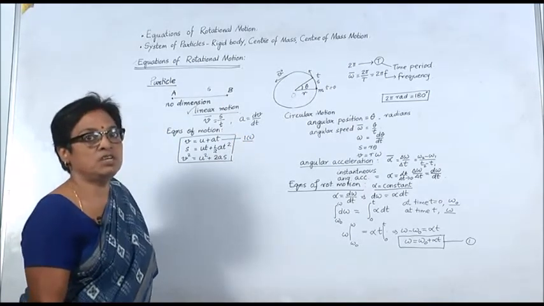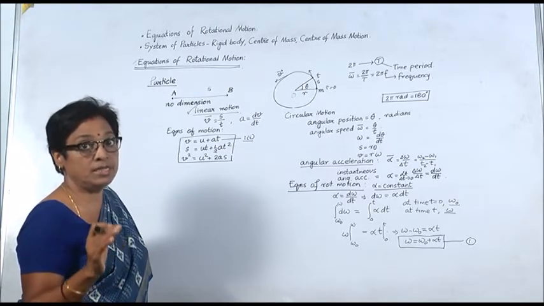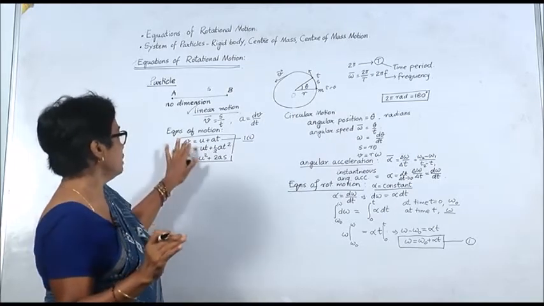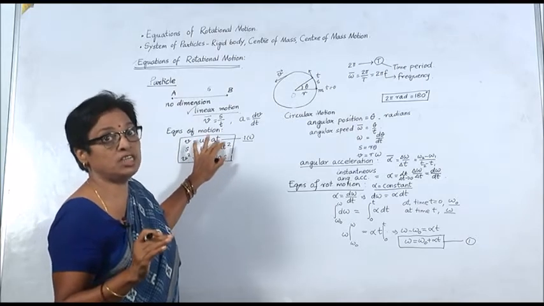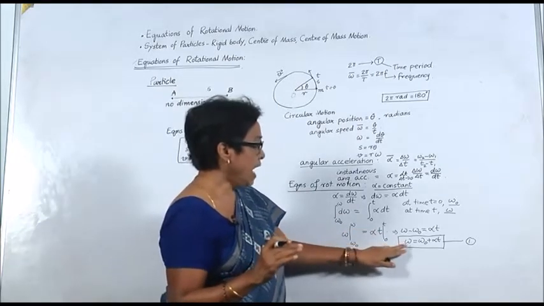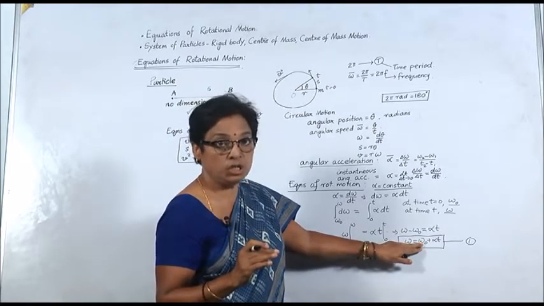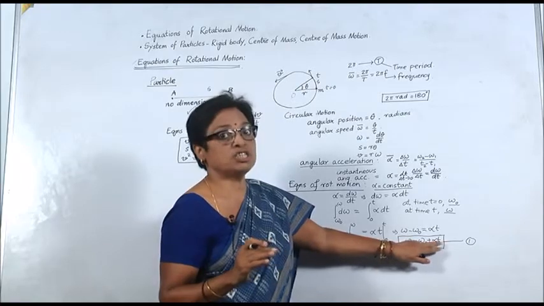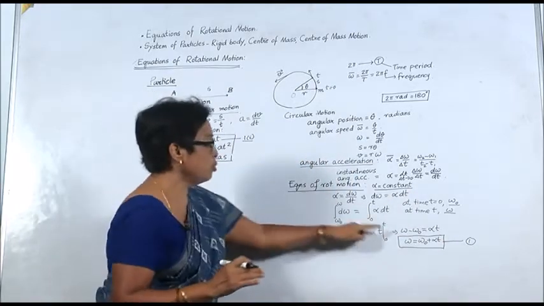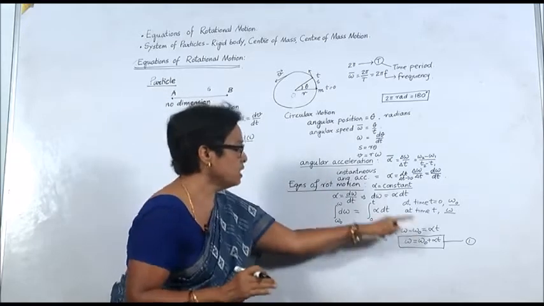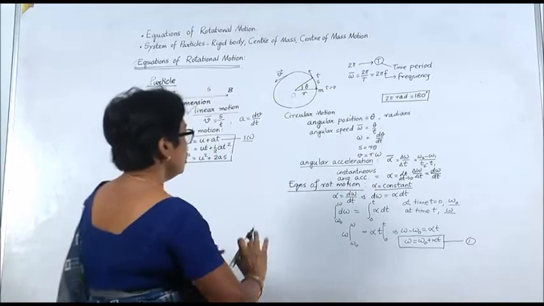In linear motion, v equals the final velocity, or velocity at time t. So, linear velocity at time t equals linear velocity at time 0 plus acceleration into time. Here, the angular velocity at time t equals angular velocity at time 0 plus angular acceleration into t. So, the equations are very similar, but v is replaced by omega, u is replaced by omega 0, a is replaced by alpha, time remains the same. So, this is the first equation.